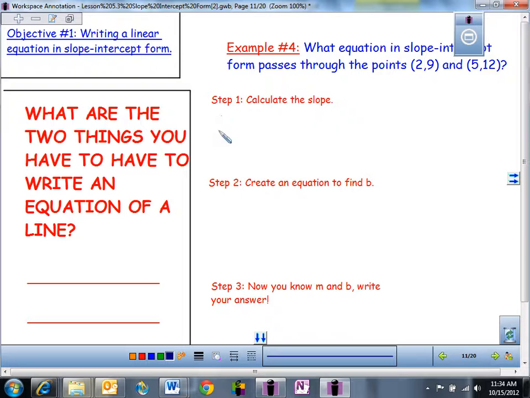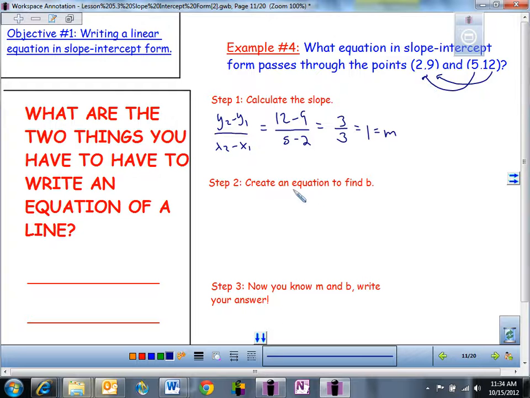So our formula is y2 minus y1, change in y, over change in x. So 12 minus 9 over 5 minus 2. So I get 3 over 3, which is 1. So that's my m. So I also could have went 9 over minus 12, 2 minus 5, but I tried to make it so that it was a positive number.